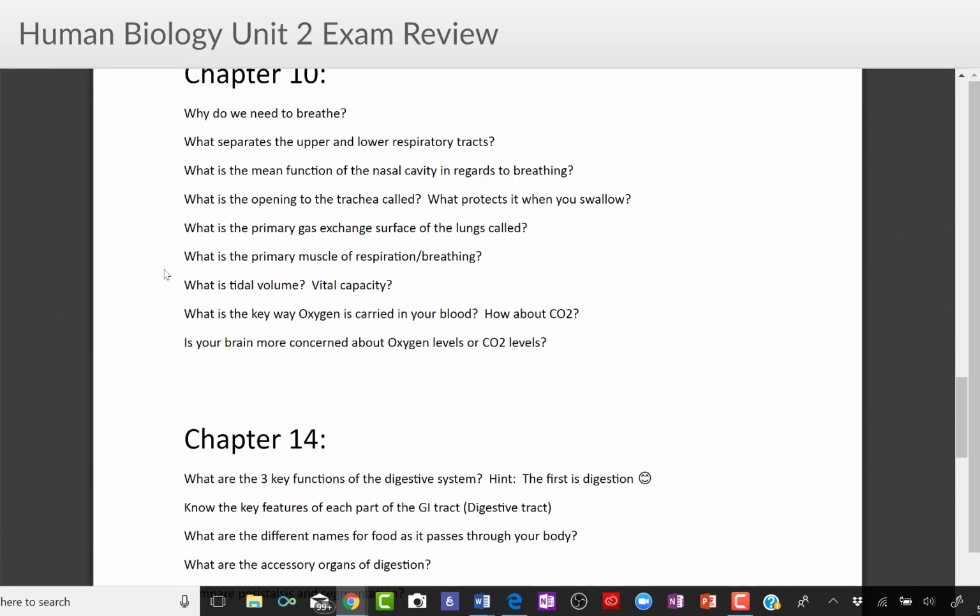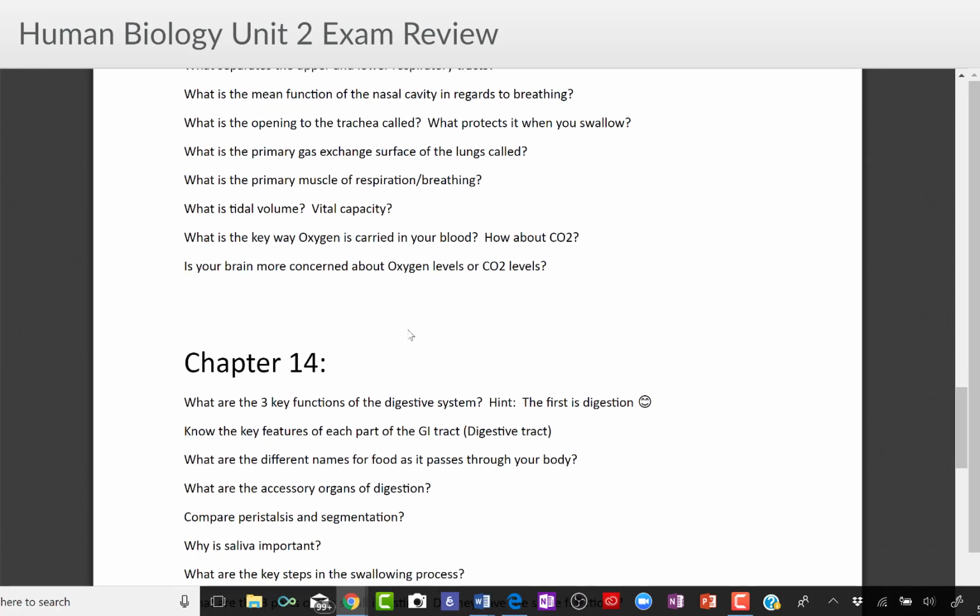All right, what is the primary gas exchange surface of the lung? So everything I just mentioned, the larynx, trachea, primary bronchi, secondary bronchi, the whole bronchial tree, that's all called the conducting system. It's designed to move air. But where are the gases exchanged? Where do we trade oxygen for carbon dioxide? That's called the alveoli, A-L-V-E-O-L-I, the alveoli of the lungs.